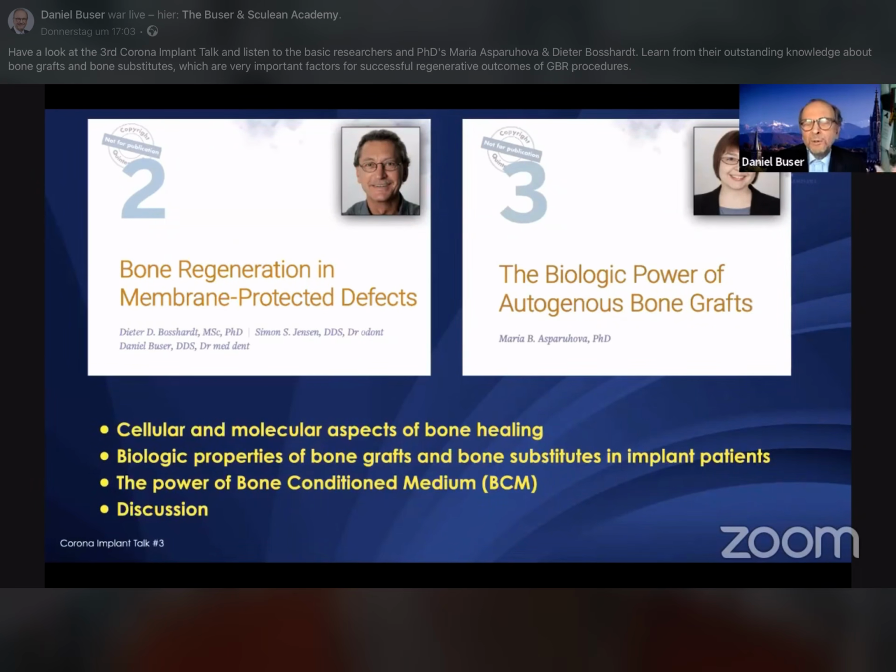Second is then more the biologic properties of bone grafts and bone substitutes and implantations, presenting by Dieter several histological studies. And then Maria comes back in the last 15 minutes to present to us the power of bone conditioned medium, to explain to us why we see, let's say, a very fast bone formation in certain situations. At the end, we're going to have a discussion, and then we will be done. So the goal is that within 60 minutes, we can address many of the questions you might have.